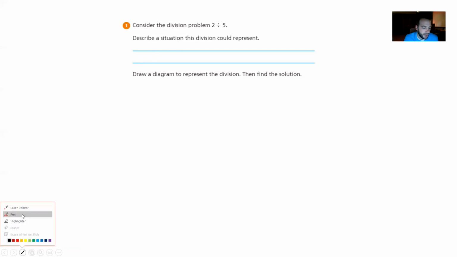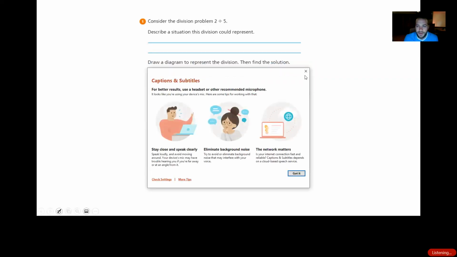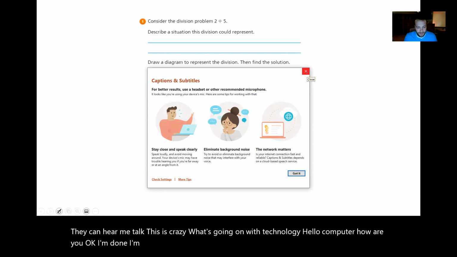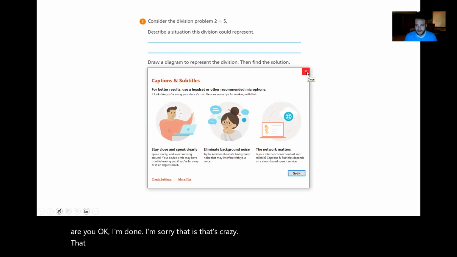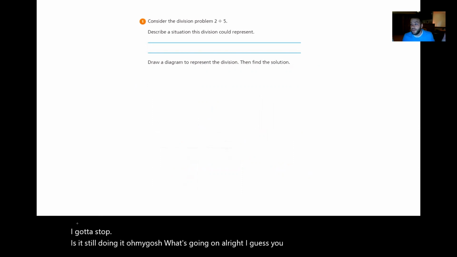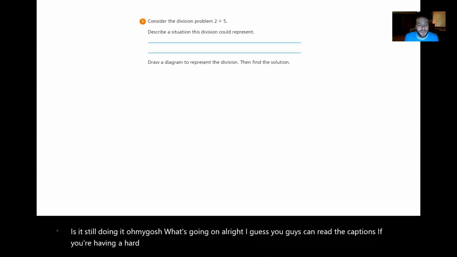No, of course I cannot put a text. I should be able to put a text. I'm sure there's a way. What's this one? That's not right. I might be in trouble now. Eliminate background. Oh, they can hear me talk? This is crazy. What's going on with technology? Hello, computer, how are you? Okay, I'm done. I'm sorry. That's crazy. All right, I gotta stop. Is it still doing it? Oh my gosh, what's going on? All right, I guess you guys can read the captions. You know, if you're having a hard time understanding what I'm saying, that's got to be so confusing.